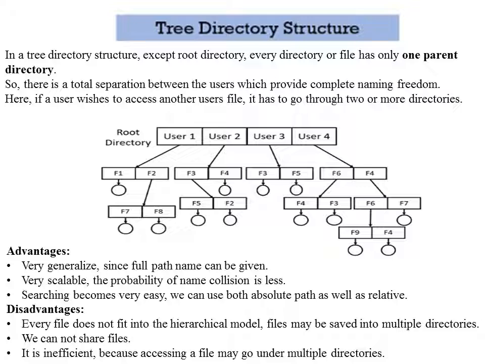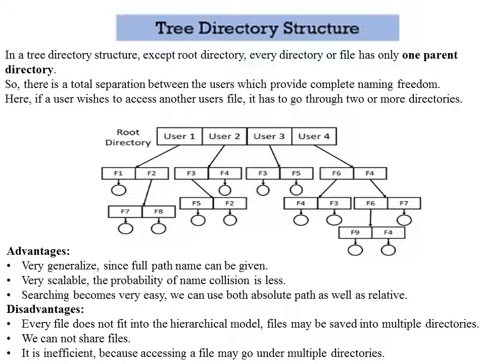The third structure is a tree directory structure. In a tree directory structure, except for the root directory, every directory or file has only one parent directory. So there is a total separation between the users, which provides complete naming freedom.